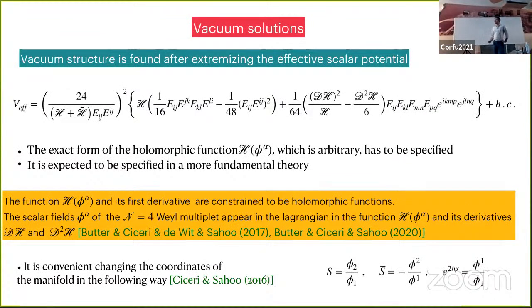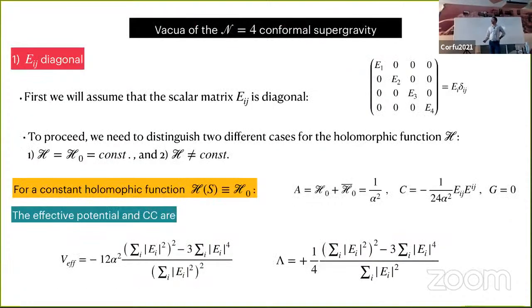And let me also add that in order to proceed with the calculations, it appears convenient to change coordinates in the phi field and parameterize the fields that parameterize the coset space and introduce the S field. And so now the H function becomes a function of the S fields. Okay, and we proceed by making some ansatz about the form of the scalar E. And we start with the simplest ansatz, which is to take E to be a diagonal matrix.